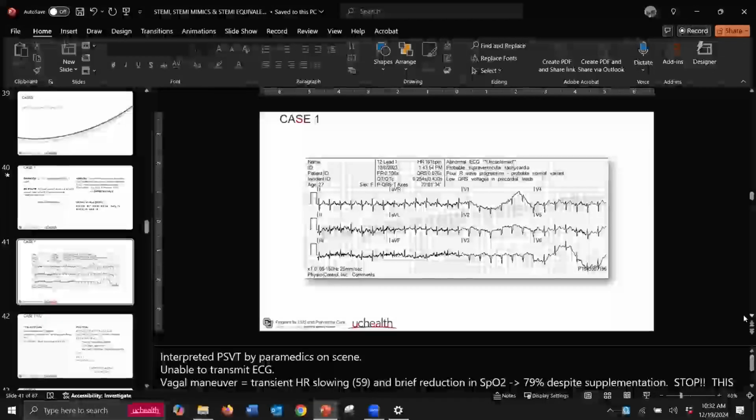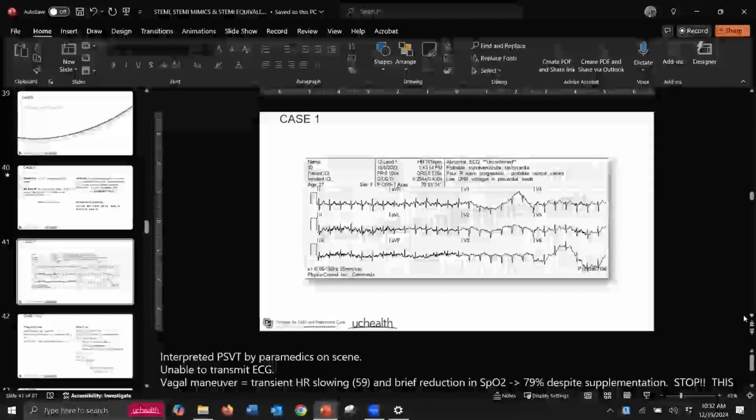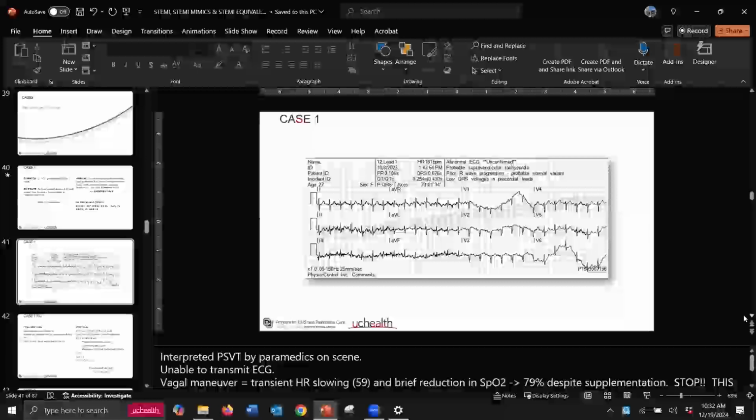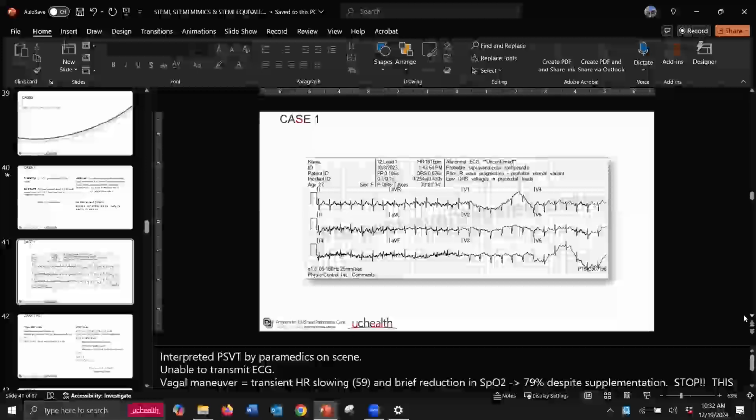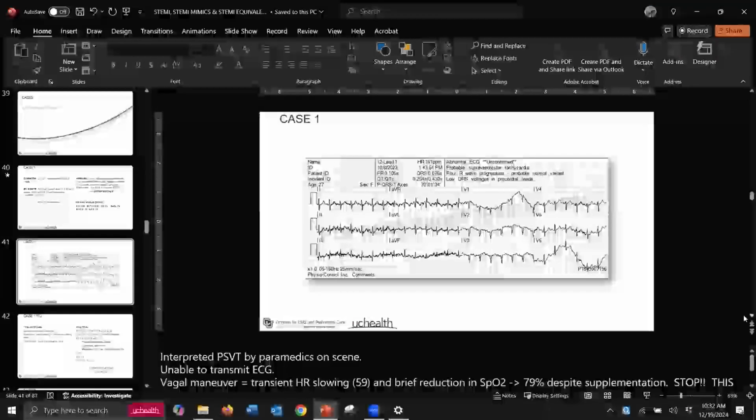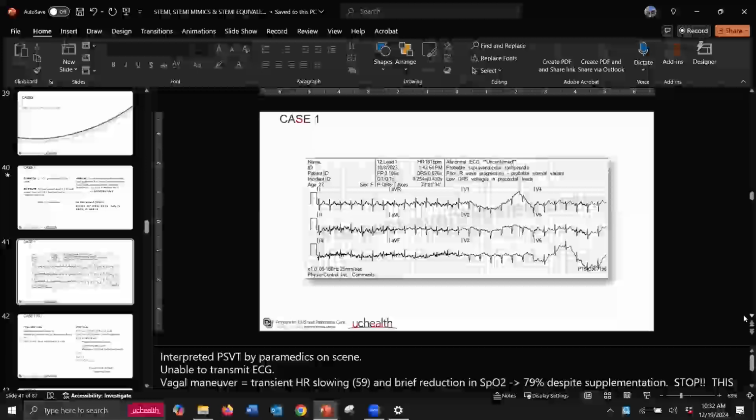What do you see? Talk it out. Think it out. I'm guessing that's not good. Tachycardia, atrial tachycardia. Is this a STEMI? Is it a STEMI equivalent?